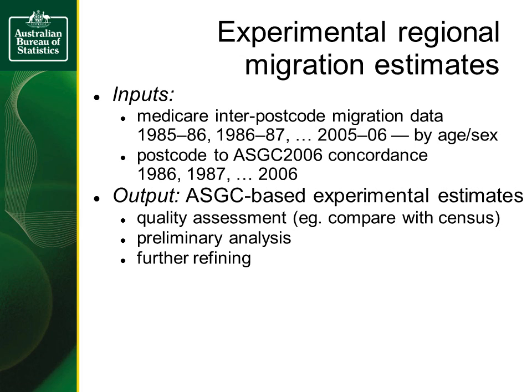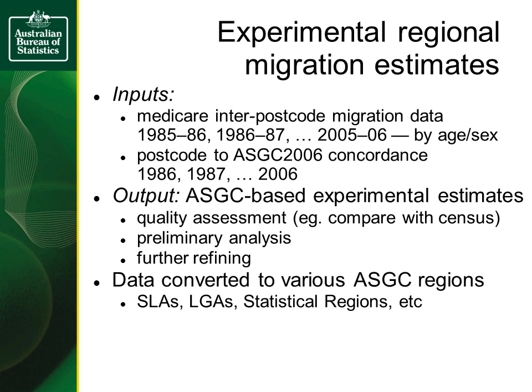To convert this 20-year time series, a set of postcode to ASGC concordances was developed, which distribute postcode populations across consistent ASGC-based regions for 21 points in time, 1986 through to 2006. The data has been converted to various geographic levels of the 2006 edition of the ASGC, including local government areas, statistical regions, and statistical divisions.